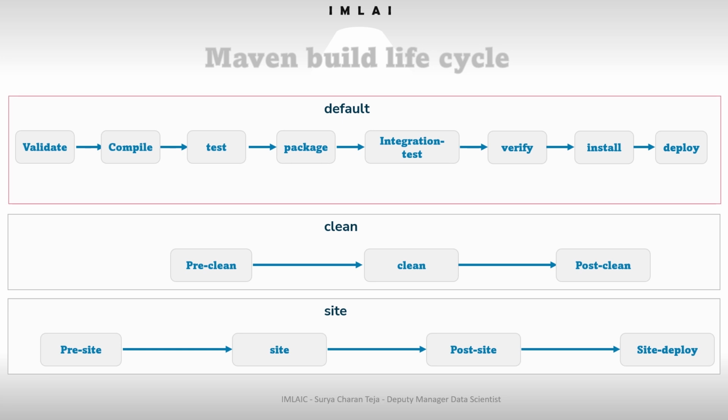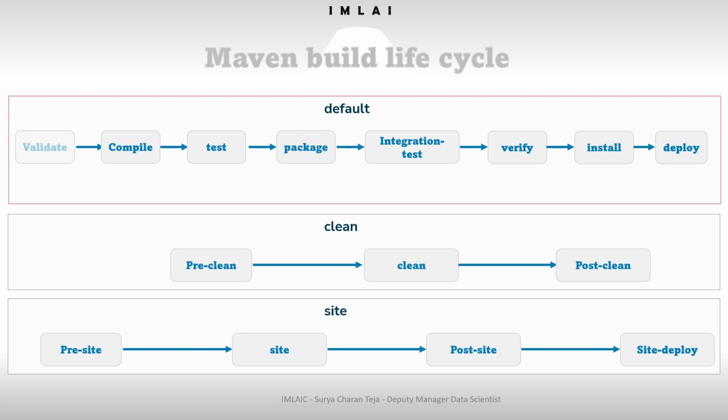Maven comes with three built-in build life cycles, as you can see on the screen. Default is one build life cycle, clean is another life cycle, and site is another life cycle. So let's begin with default, then we will move to clean and then site. What does the default build life cycle do? The default build life cycle handles the complete deployment of the project. What happens inside that default, you see here, you begin with the validate.